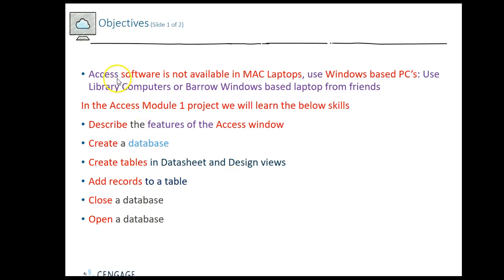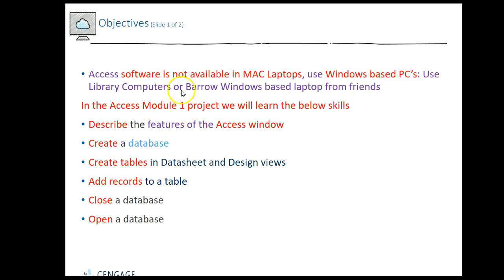So, almost end. Now the Access software is not available in Mac laptops. I'm sorry if you guys are using Mac. As I listed in my syllabus, we know from day one that Access software is not available in Mac. Honestly, I don't know why they don't make a Mac version of Office, but we do not have Access software in it. So your options are to use a Windows-based PC. I would recommend using the library computer or borrowing a Windows-based laptop from your friends.